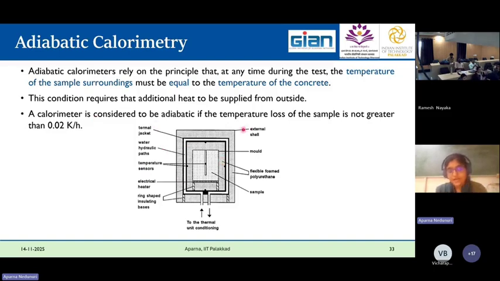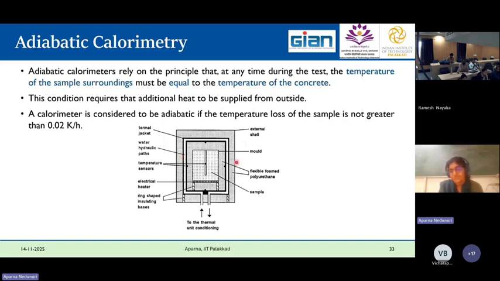This is one thing. And it is considered adiabatic only if we maintain the temperature of the surrounding and the temperature of the sample equal, so as to ensure there is minimal heat loss from the sample to the surrounding. So we say a system is adiabatic only if the temperature loss is not greater than 0.02 Kelvin per hour.